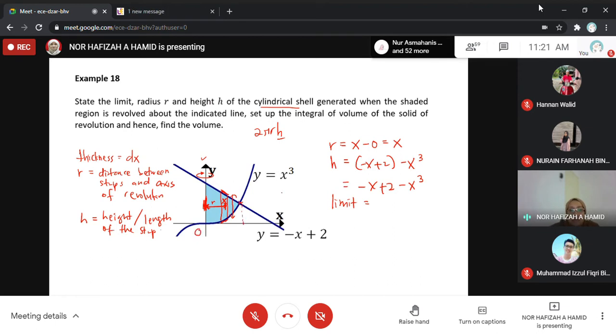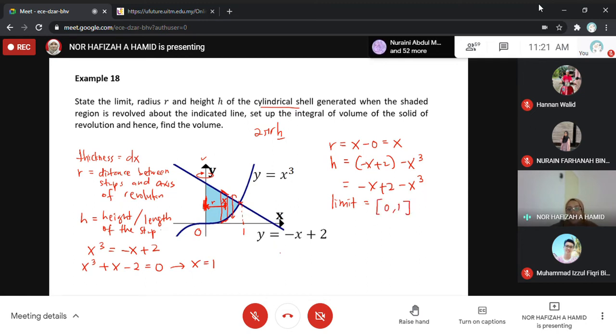So you need to solve the simultaneous equation. You want to calculate the intersection. So you need to solve x cube equal to negative x plus 2. So you have a cubic equation, minus 2 equal to 0. Later you can find x using a calculator. So you will get x, which is equal to 1 in example 18A. So the limit is from 0 until 1.